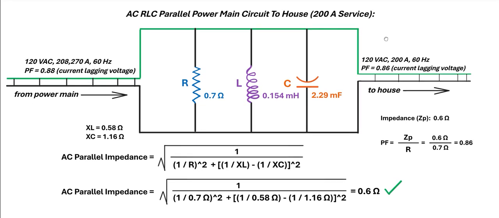So now the design engineering on the AC RLC parallel power main circuit is complete, and we've done all the checks. And so this is a good method. I would keep the inductive and capacitive reactances on note, and then the impedance on note, and then you can do the checks. So now we've completed the design engineering for the final phase of the city grid AC electrical layout.